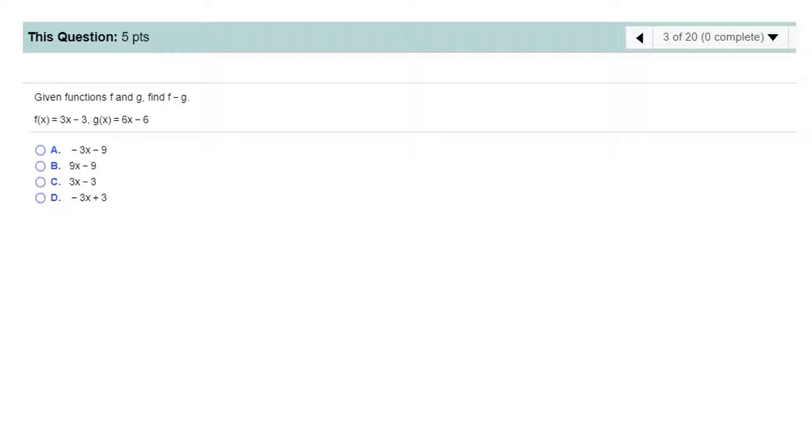Now I'm asked to operate on some functions. I'm given 2 functions and I want to find f minus g, which means to subtract. You can tell which operation by the symbol. So f minus g would be the f function, 3x minus 3, subtract the g function, 6x minus 6. I like to put these in parentheses just to keep my terms connected.